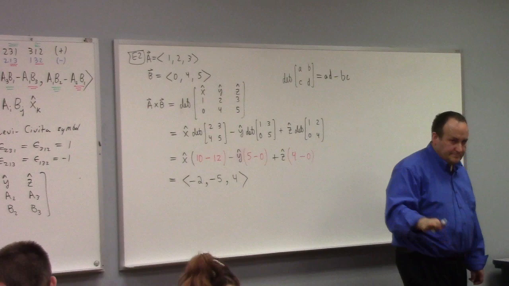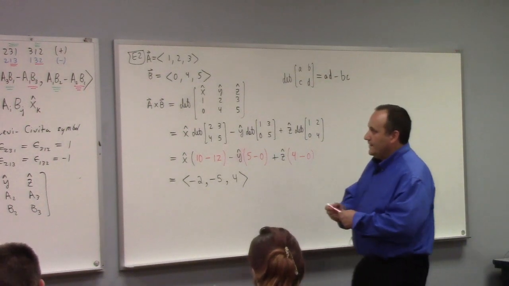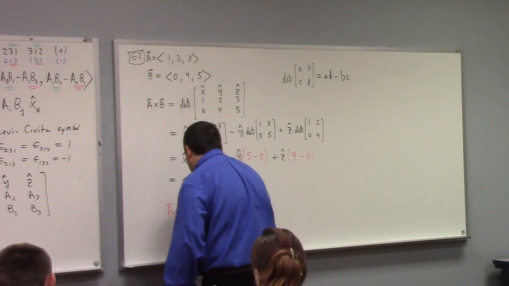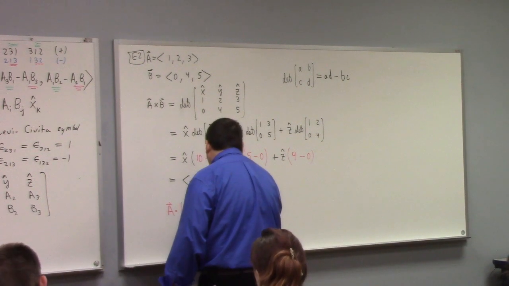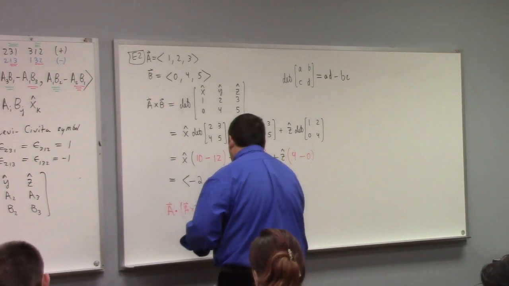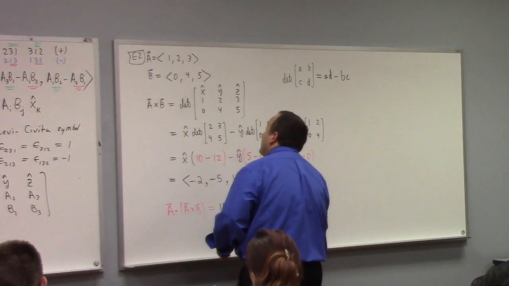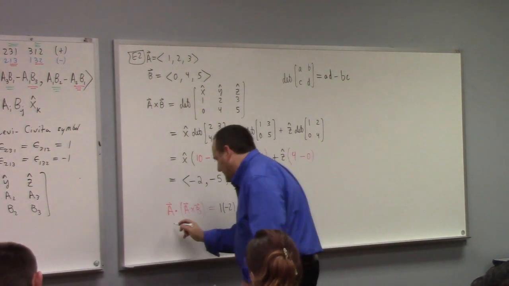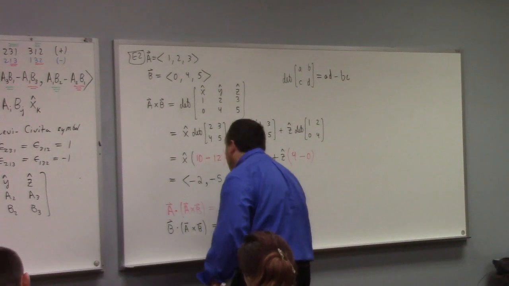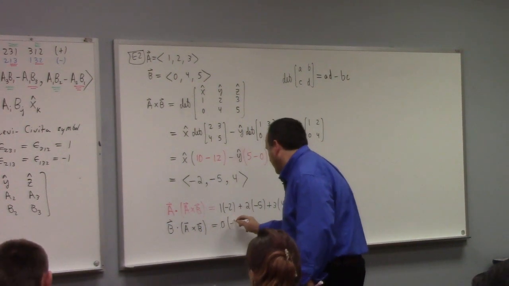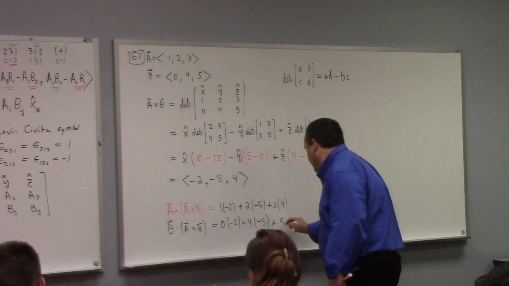All right, now let's hope I made a mistake. Did I make a mistake? Let's find out. What is A dot A cross B? What's that equal to? It better be 0, right? We've got 1 times -2 plus 2 times -5 plus 3 times 4. And what's B dot A cross B? How's that go? 0 times -2 plus 4 times -5 plus 5 times 4.